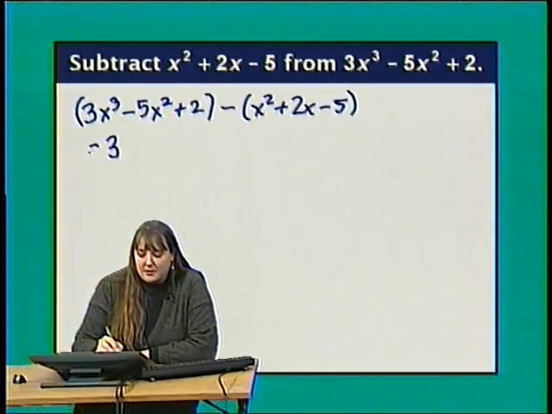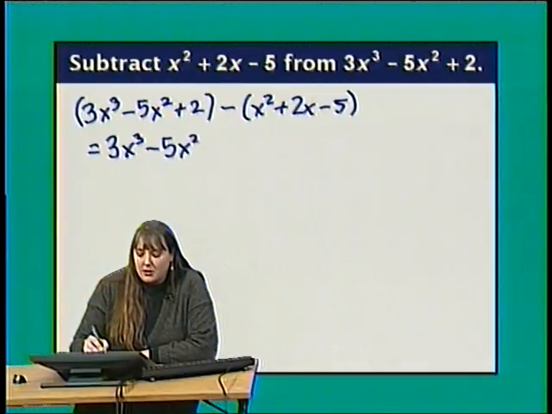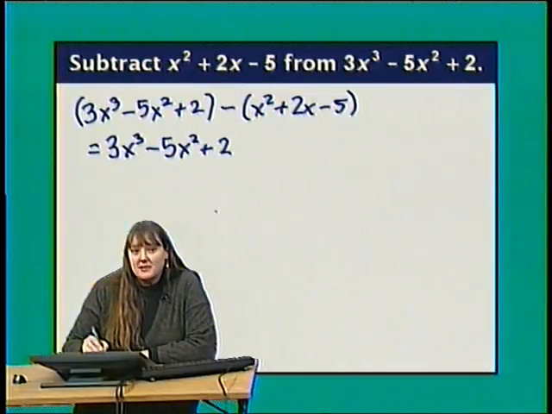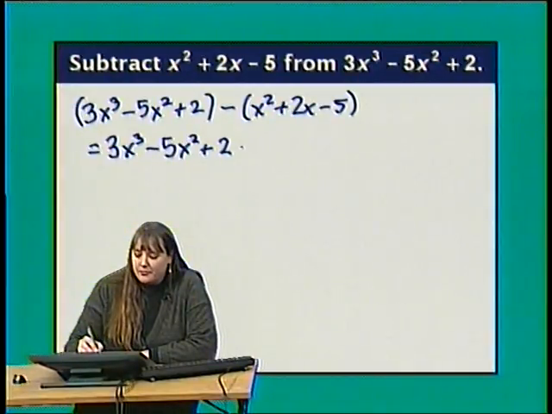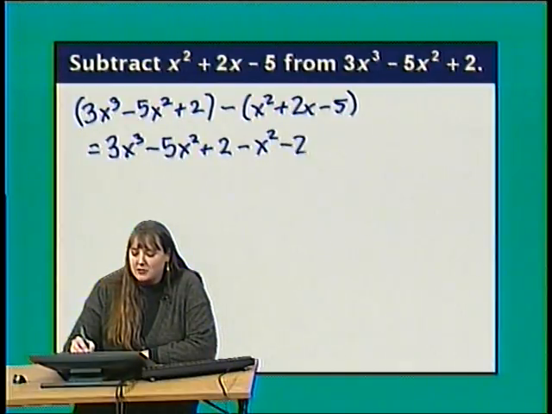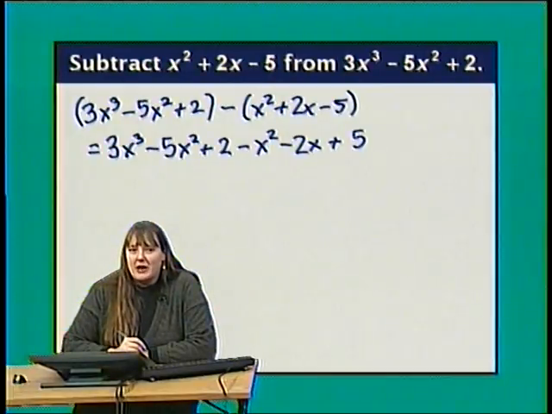The first set of parentheses is not essential. I can just remove them. To remove that second set of parentheses, I need to distribute the negative through to each term. So I change the sign of each term. Minus x squared minus 2x plus 5. Now I can go ahead and look for like terms to combine.